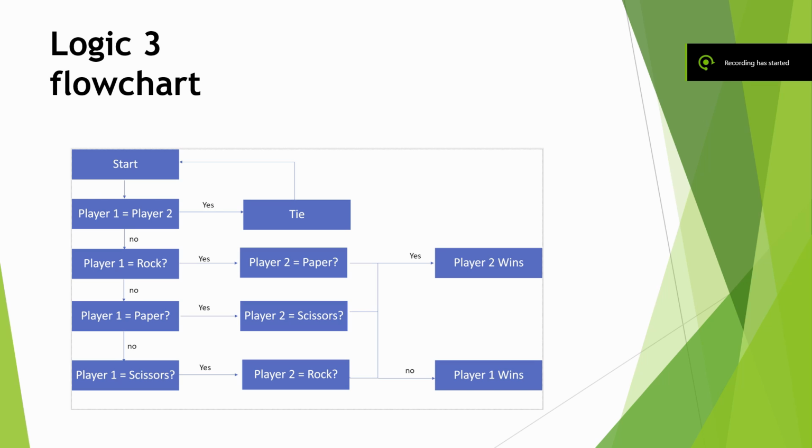This is the flowchart for Logic 3. At the start, we determine if player 1 is equal to player 2. In that case, it is considered a tie. If not, we consider what player 1 has chosen. Then we go to determine whether player 1 has won or player 2 has won.